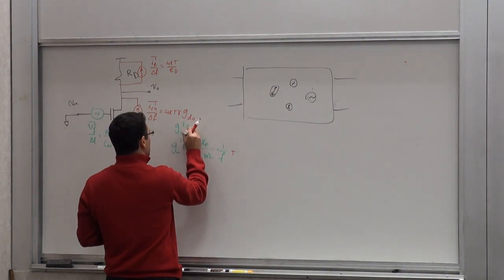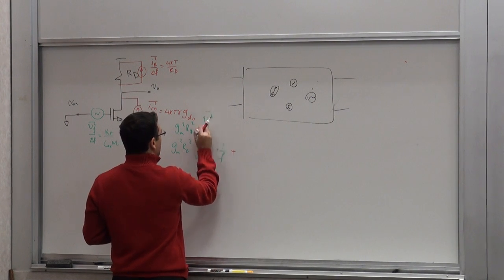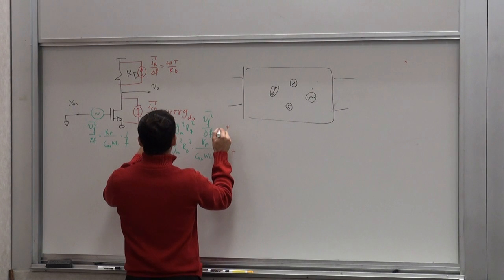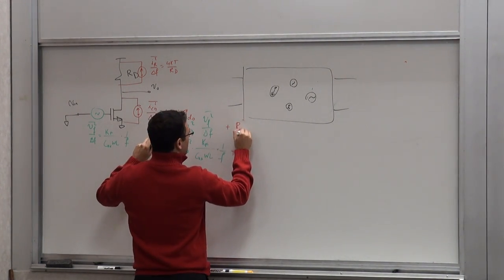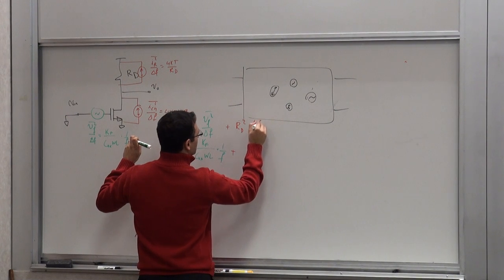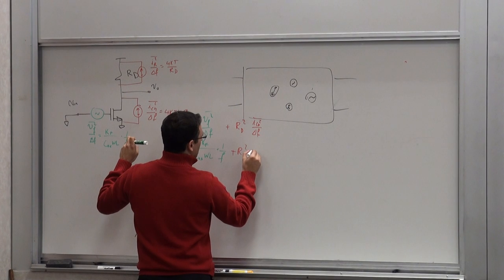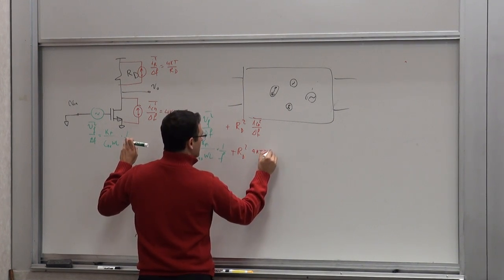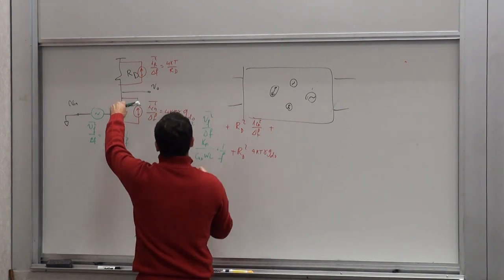Gm squared RD squared Vf squared over delta F plus, so this one would be Rd squared times I channel squared over delta F, which is Rd squared 4kT gamma, Gd0. And then how about the noise of the resistor itself?